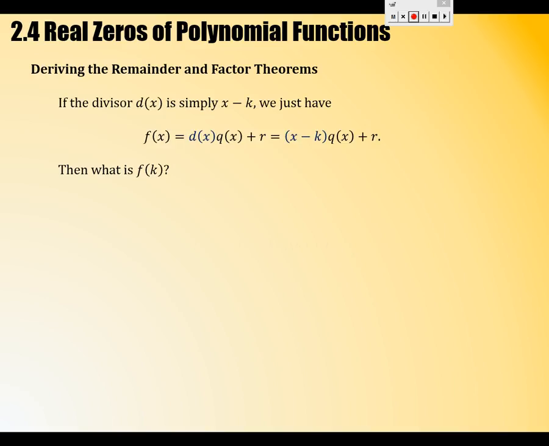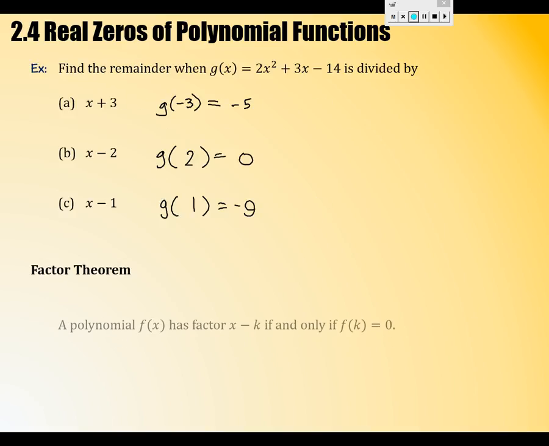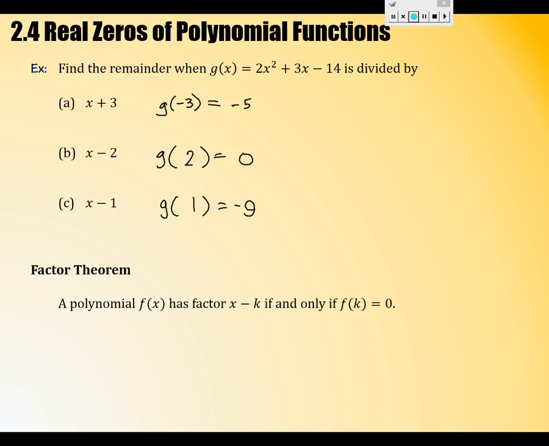Again, all this stuff follows almost immediately on the heels of the previous things we've been saying all along. But of course, if the remainder is 0, then it basically goes without saying that this is a perfect factor, right? That x minus k is a factor. It's a big idea.